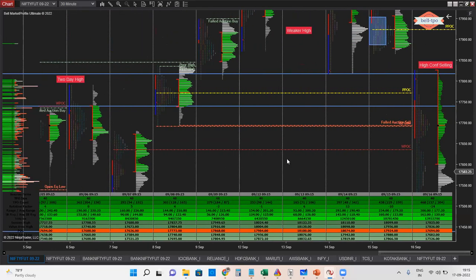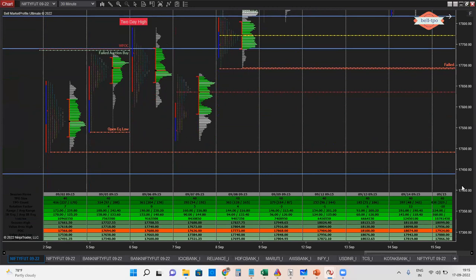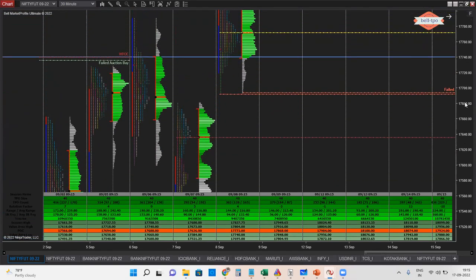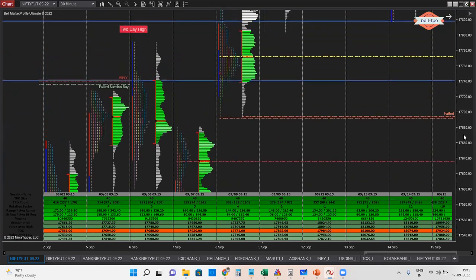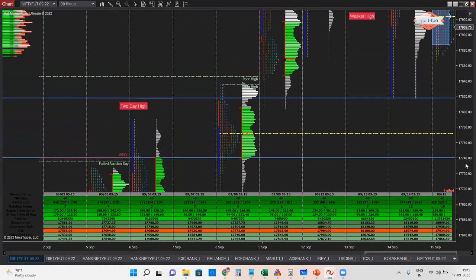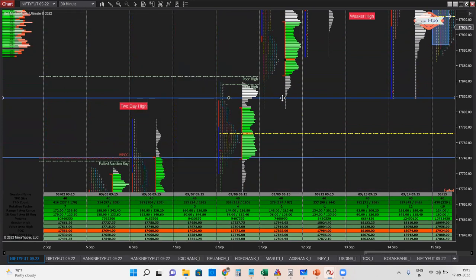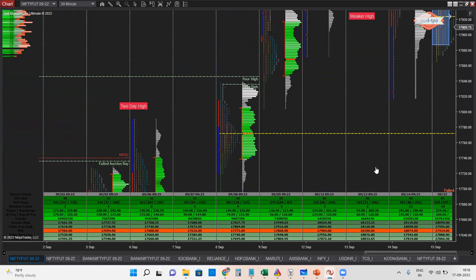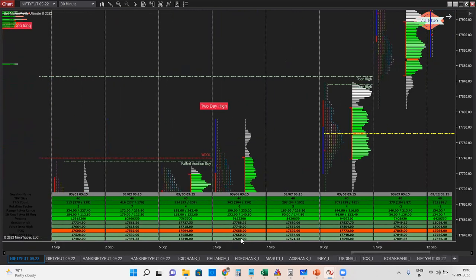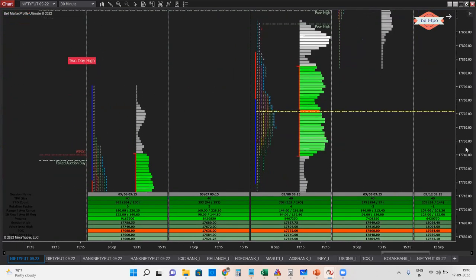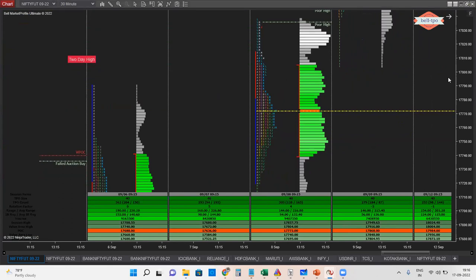So every day we will be getting a structure. You can see the structure here. What I'm showing you is the Nifty futures market profile structure. Every day it creates a market profile structure. So, for example, let's say I'll remove it and then zoom out. I'll zoom into a particular day. And then I'll show you the structure.